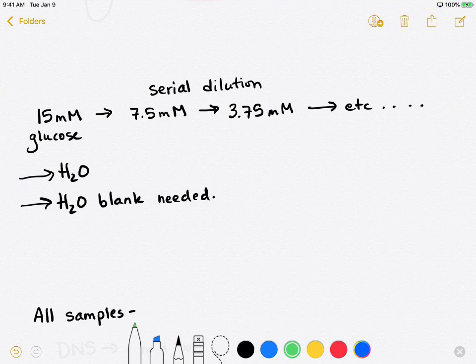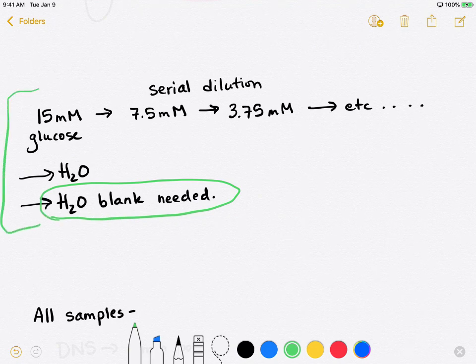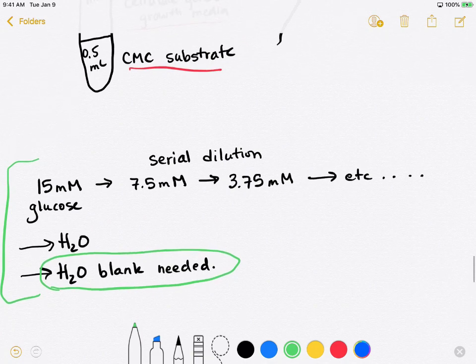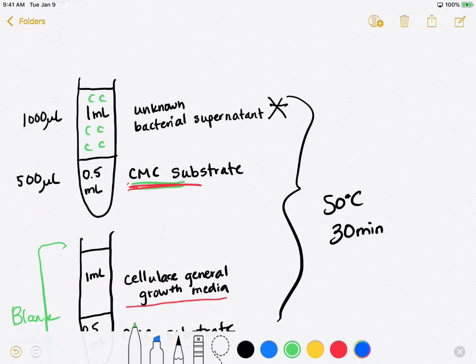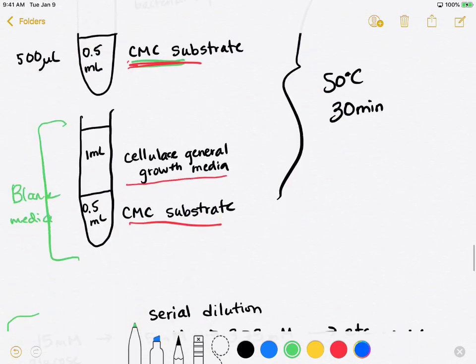So at this point now we have two blanks. We have a water blank that's going to be used with our serial dilution, these glucose standards, because those were made in water. And then we also have a media blank. This media blank will be important because this blank that has the media in it is going to be used as a blank for our unknown supernatant.